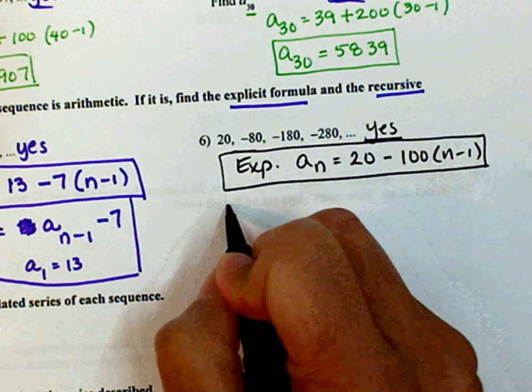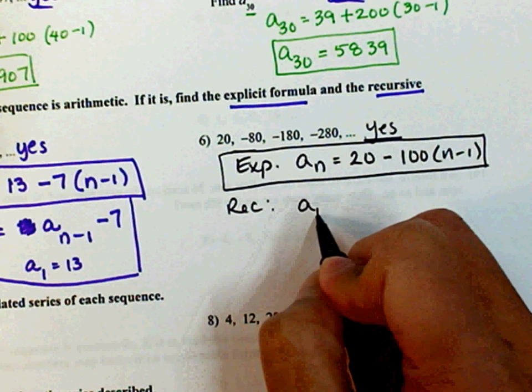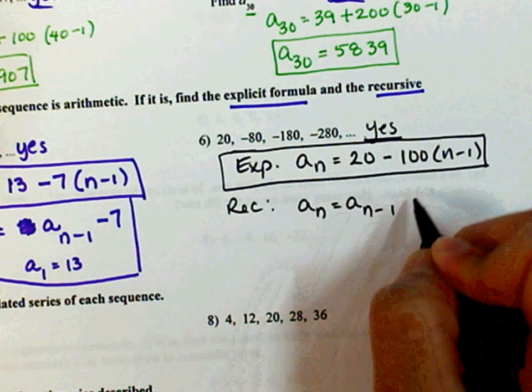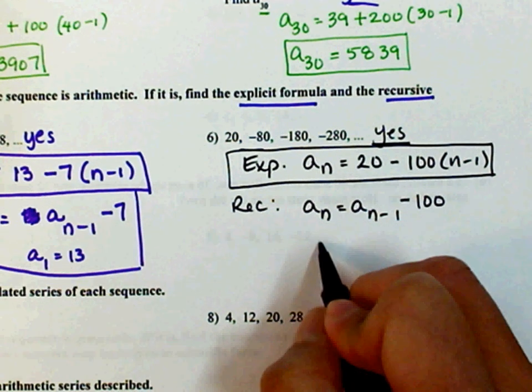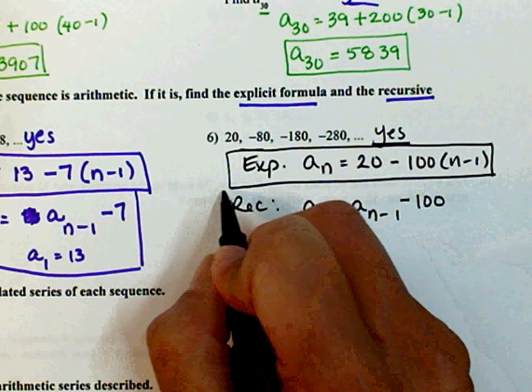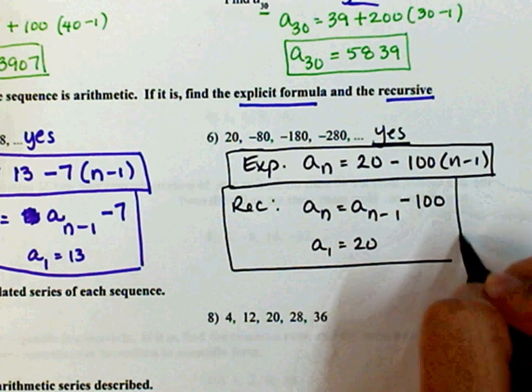And your recursive formula looks like this. A sub n equals a sub n minus 1 minus 100. Make sure you bring down your n minus 1. And your first term is 20. And there you have your recursive formula.